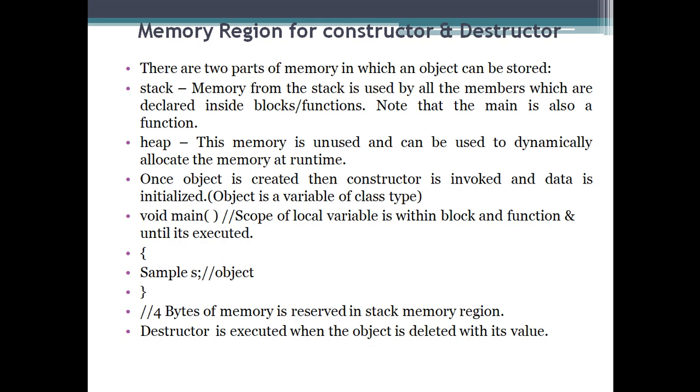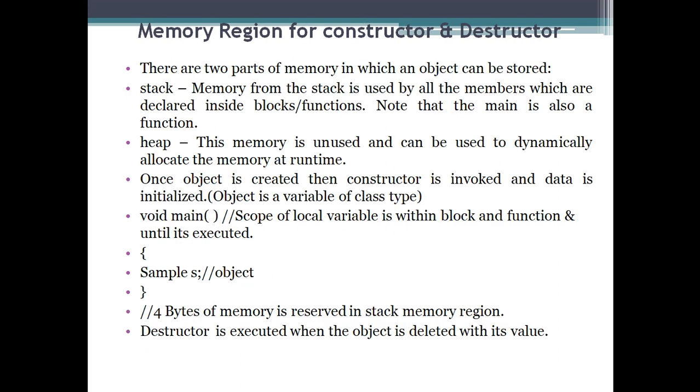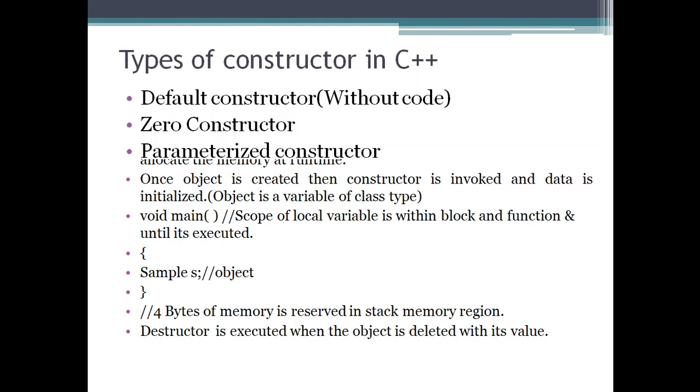Very importantly, here we are taking one simple example, Sample s. For the same program, where we take S as the class name, with the same syntax we declare Sample s, where the object is going to be created and 4 bytes of memory is reserved in the stack memory region. Since we declared two data members, hence 2 into 2, that is 2 plus 2, 4 bytes of memory is reserved for the data members in the stack region, and the destructor is executed when the object is deleted along with its value. So once execution is completed, the destructor automatically deletes the memory and gives it to some other process.